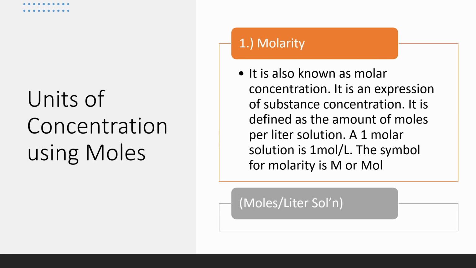Prefer natin is capital M. Huwag kayong mag-small letter m. Small letter m is moles, not molarity. Okay? Tandaan, moles per liter solution. Always in liters. If your volume is not in liters, convert it to liters first before getting molarity. Okay, sample problems.